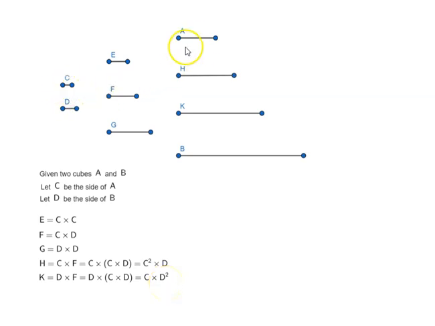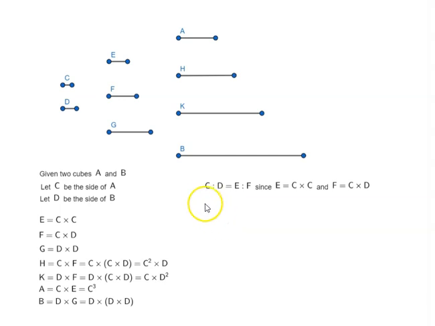A is C cube, and E is C square. So that means A is C times E, C times C square, that is CE. So we can say A is equal to C times C square, which is equal to C cube. B is equal to D times G. How? Because G is D square and this is D. So B is D cube. So we can write B as D times G, which is nothing but D cube.